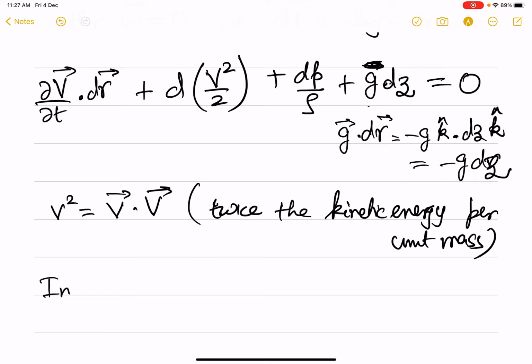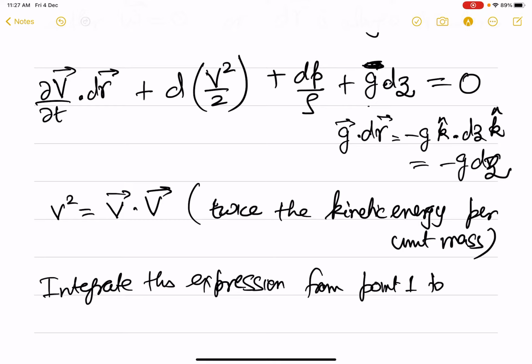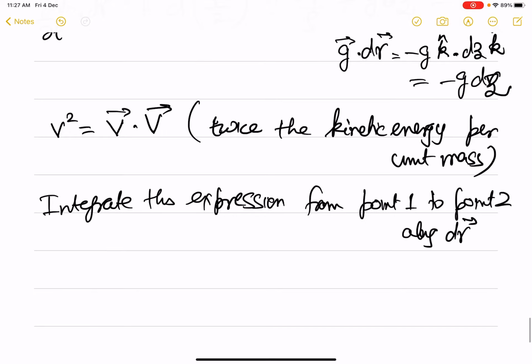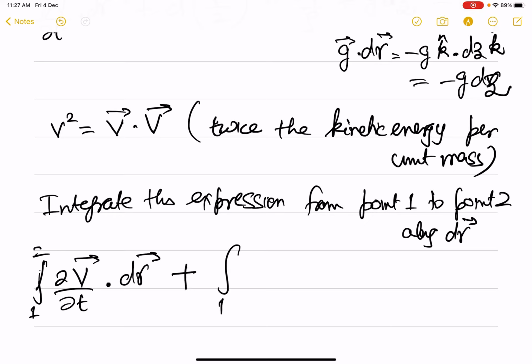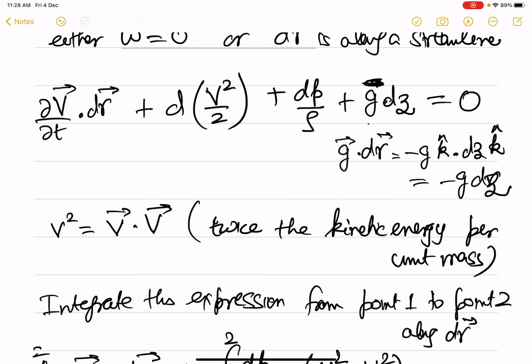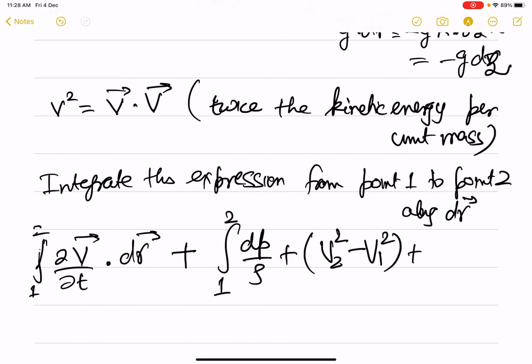Now what we do is we integrate this expression from point 1 to point 2 along dr. So along this path which is moving, what we will get is integral from 1 to 2 of partial V by partial t dotted with dr, plus integral from 1 to 2 of dP by rho, plus V2 square minus V1 square, that comes from the d of V square by 2 from 2 to 1, and plus g times z2 minus z1 is equal to 0.